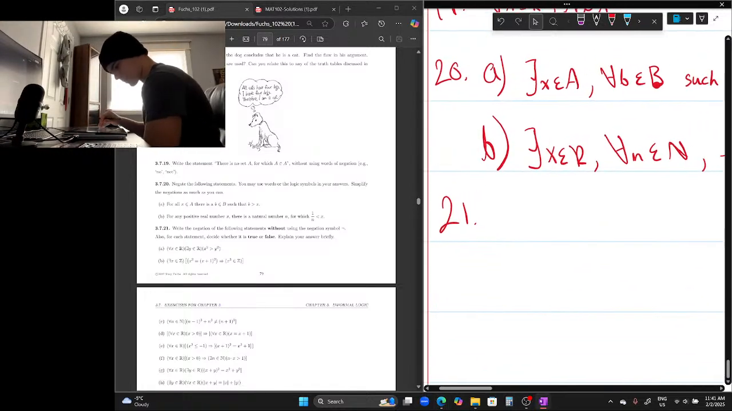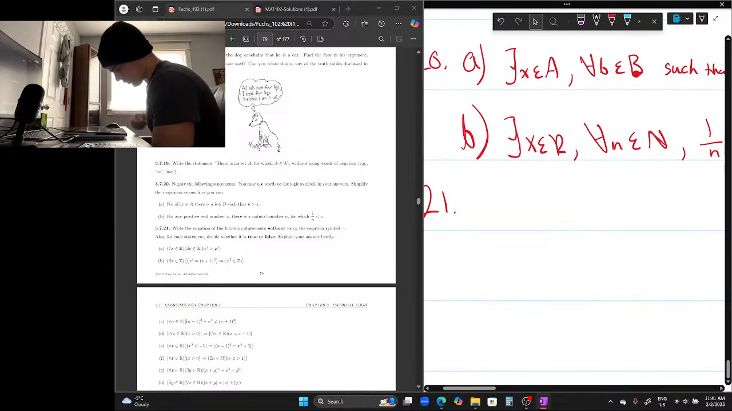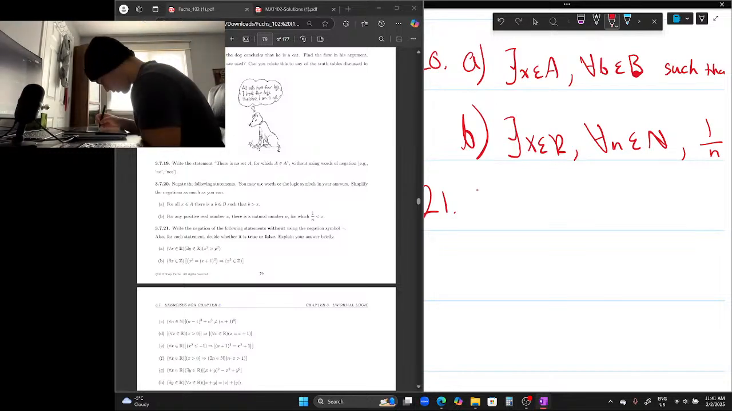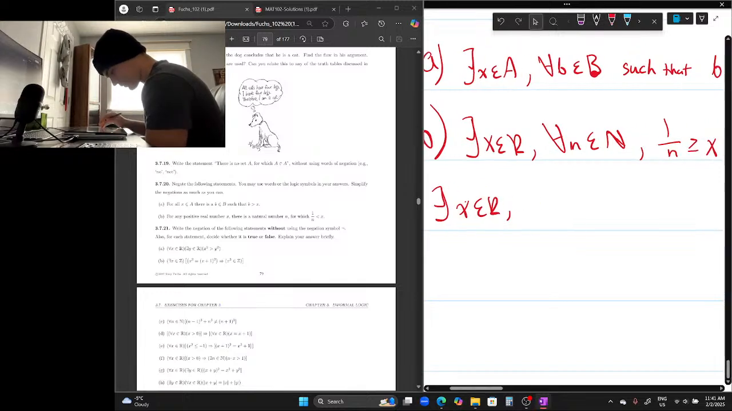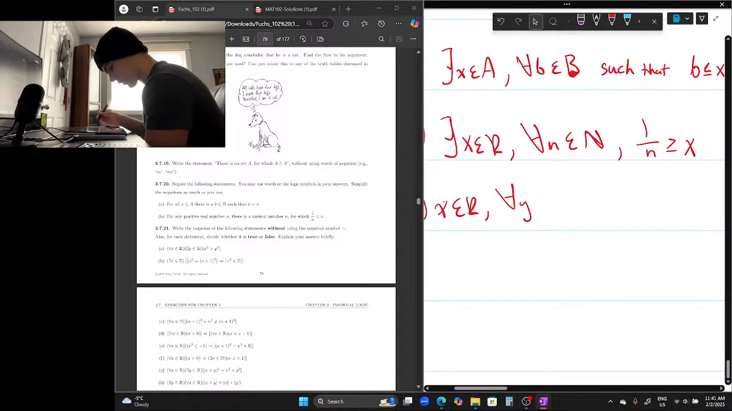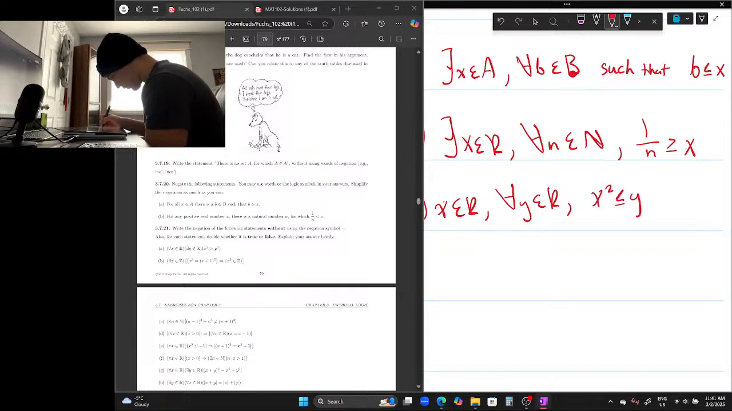21. Write the negation of the statements without using the negation symbol. Also, say whether it is true or false, and explain your answer briefly. So, negation: for all x in R, there is an x such that for all y in R, x squared is less than or equal to y squared.